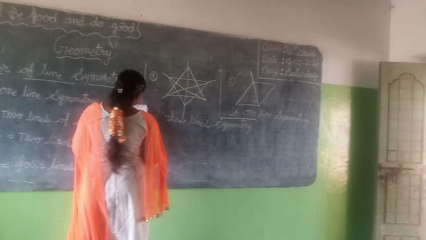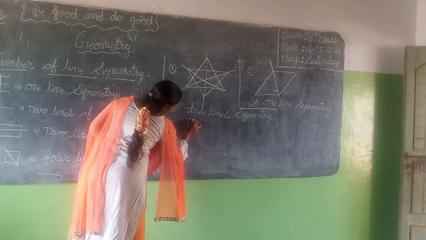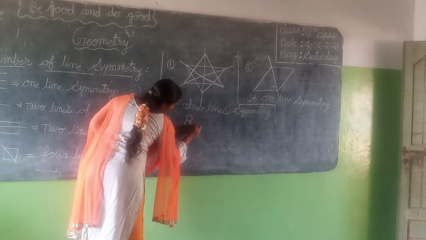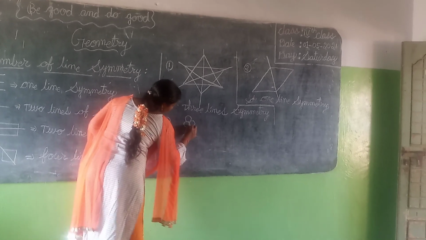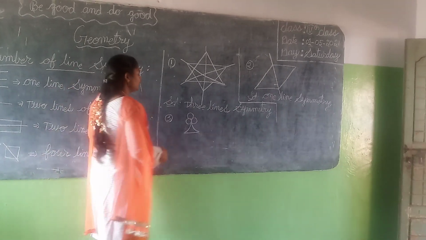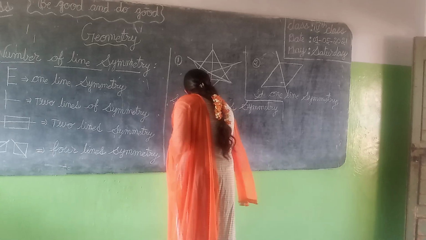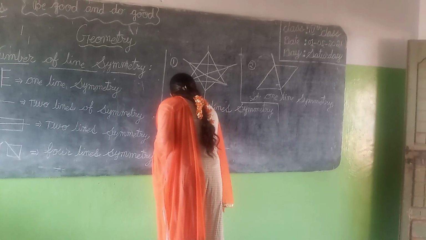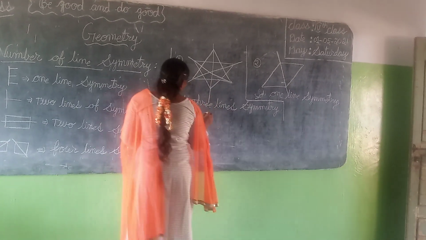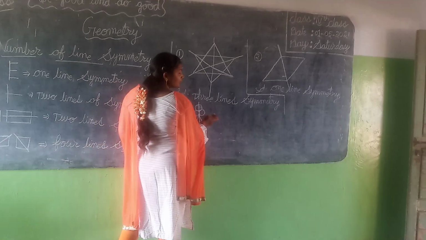So, next one, third one. Third diagram, draw. So, three circles we draw. Then after this, how many lines of symmetry in this figure? So this one is one line of symmetry. This is the same equal part in the other part.